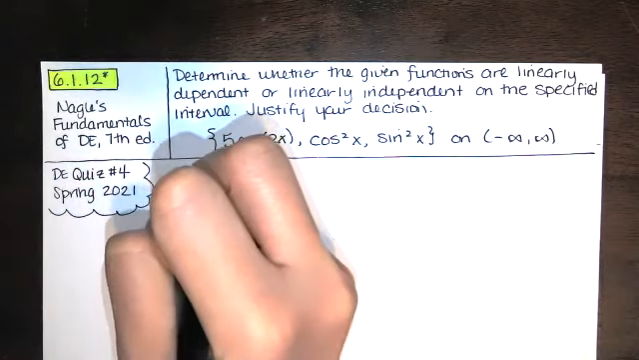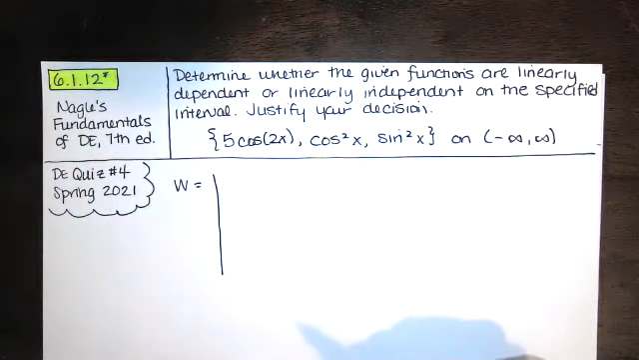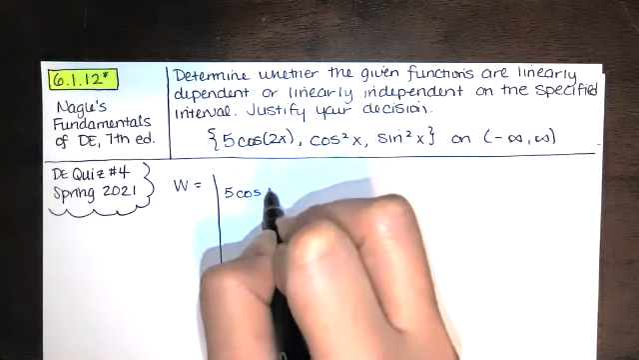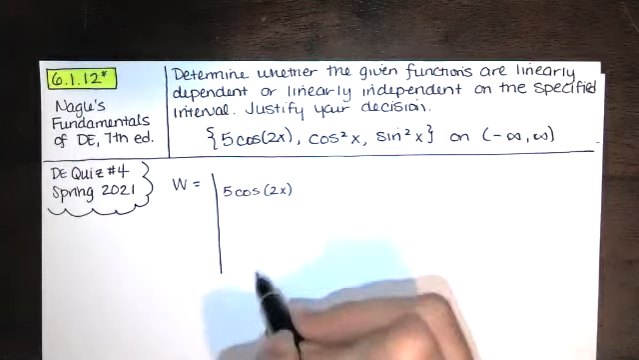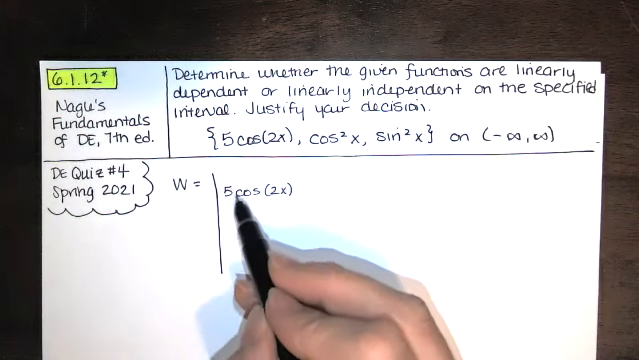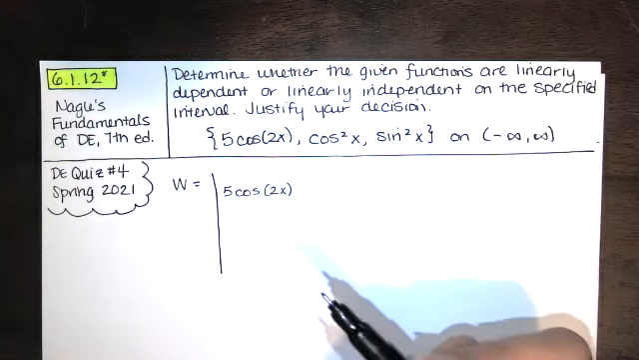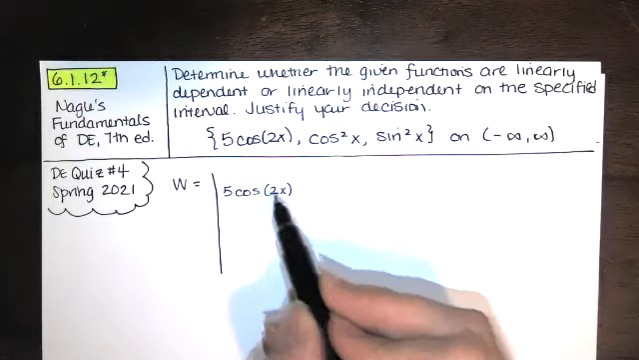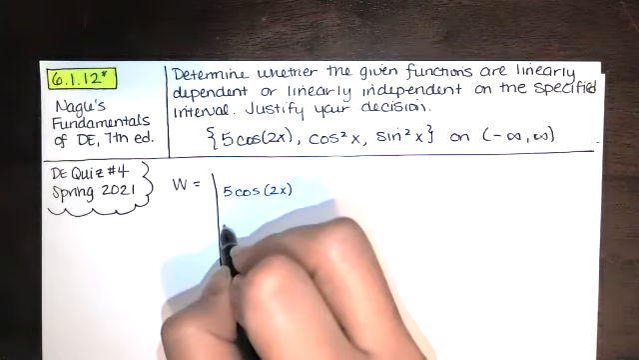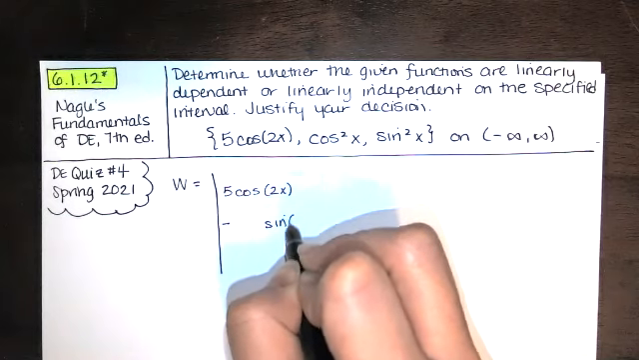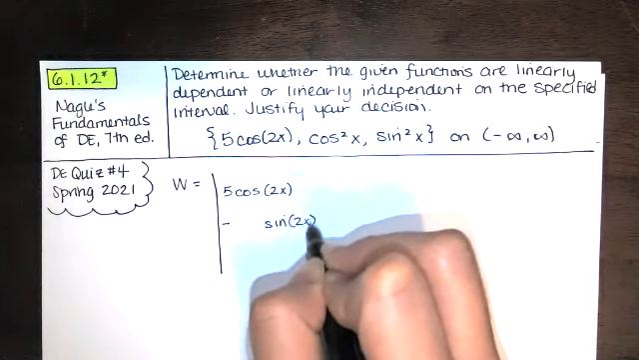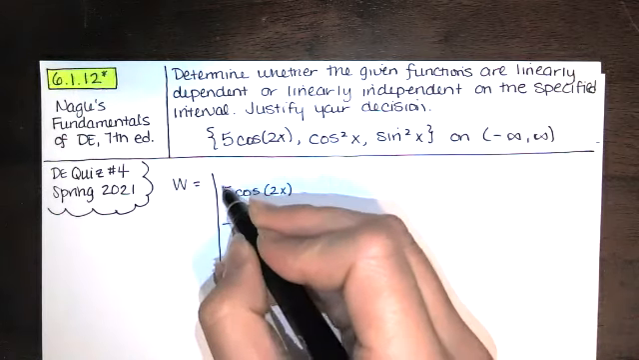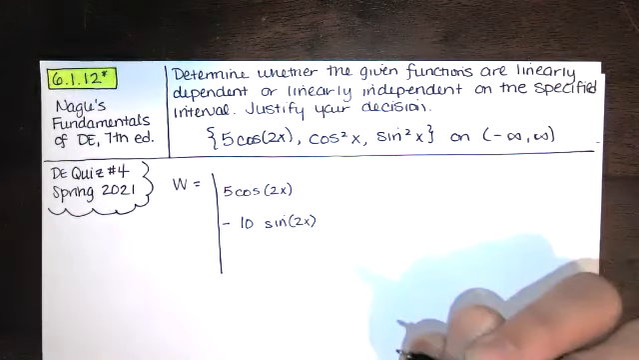So remember how the Wronskian works. It's a 3x3 determinant. You're going to put this first function in the first row and first column entry, and then you're going to take its derivative twice. The derivative of 5 times cosine of 2x is 5 times the derivative of cosine of 2x. The derivative of cosine is negative sine. The angle stays the same, and then we multiply by the derivative of the inside. So we're going to multiply by 2, and then we're also going to multiply by that 5, so we'll have a negative 10 there.